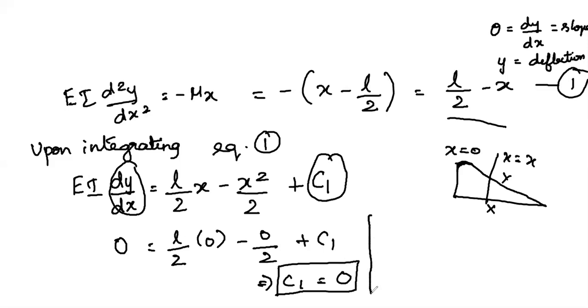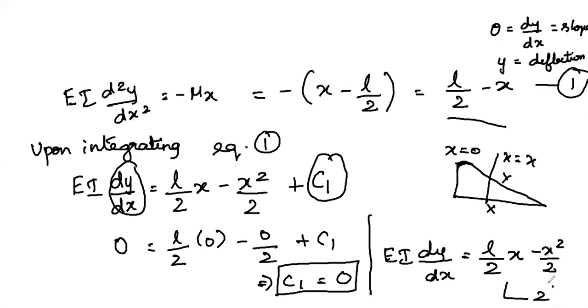Next, you can write down the equation using this constant value. So EI into dy by dx is equal to L by 2 into x minus x square by 2 plus 0. This value is becoming 0. This is your equation number 2. Up to this we have finished.